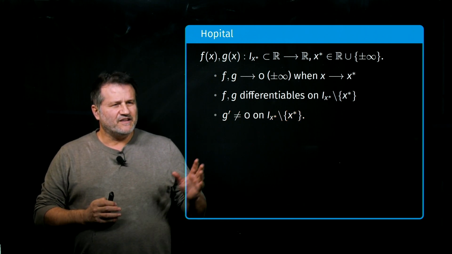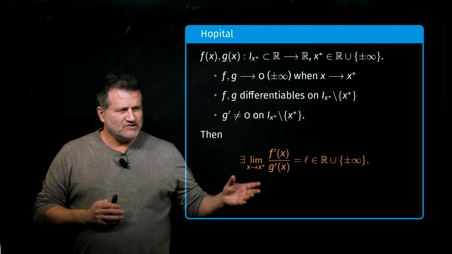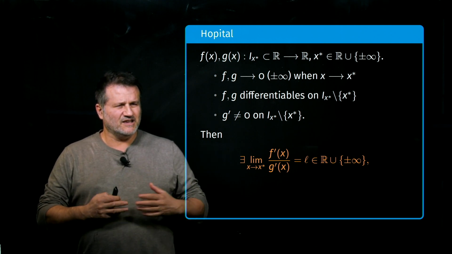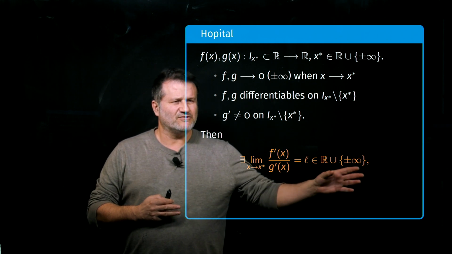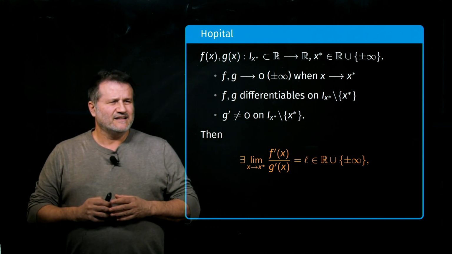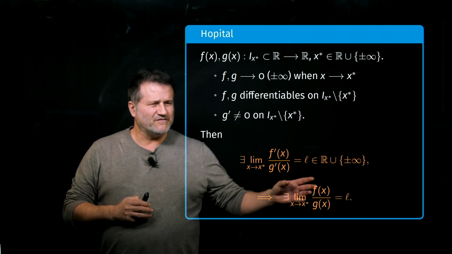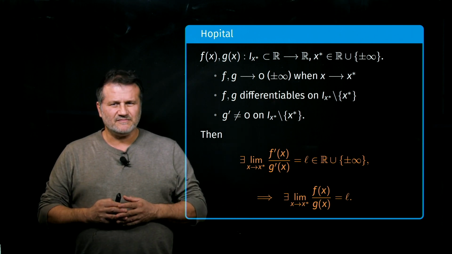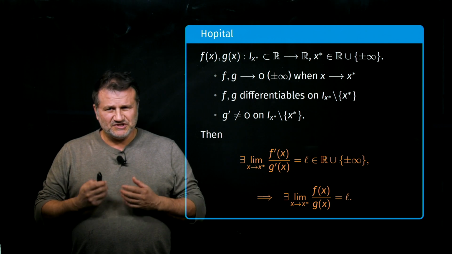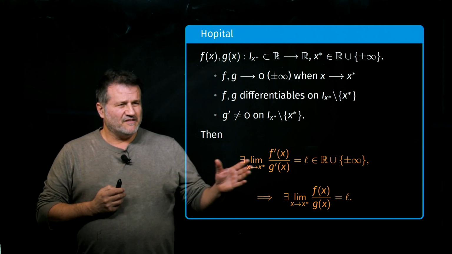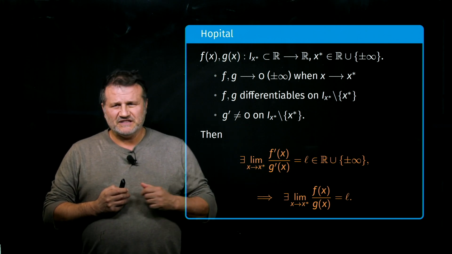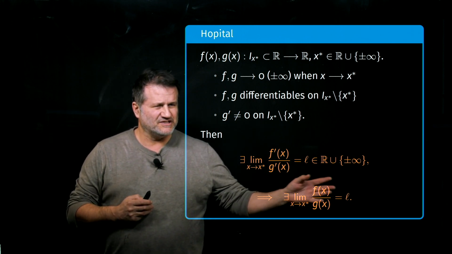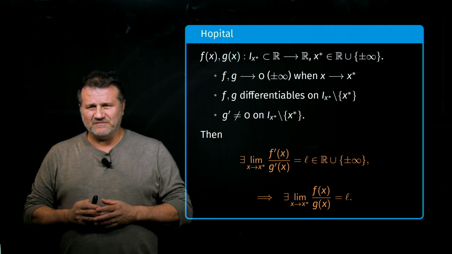Then, if the limit of the ratio of the derivatives f prime of x divided by g prime of x equals L, finite or infinite, then the same happens for the limit of the functions f of x divided by g of x. The key aspect to consider is the implication. If the limit of the ratio of the derivatives exists, then also the limit of the ratio of the functions exists and they have the same value.